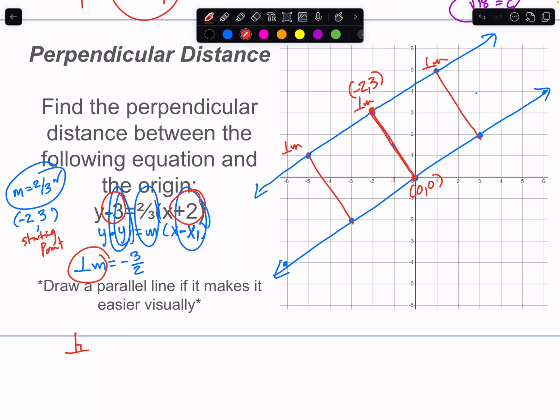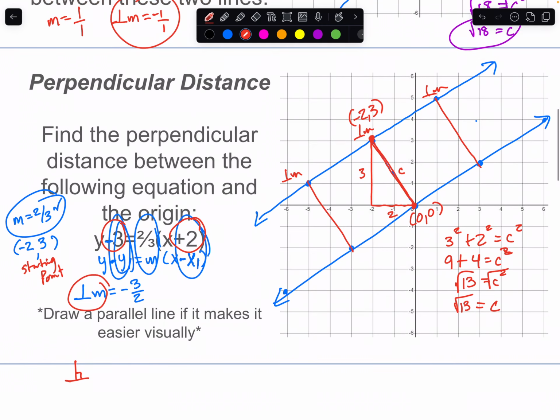I can do a right triangle, count the squares, and I can say 3 squared plus 2 squared equals c squared. 3 squared is 9, 2 squared is 4, and when I combine like terms, I get 13. So as I square root both sides, I get the square root of 13, which is a little bit more than 3 as a decimal.